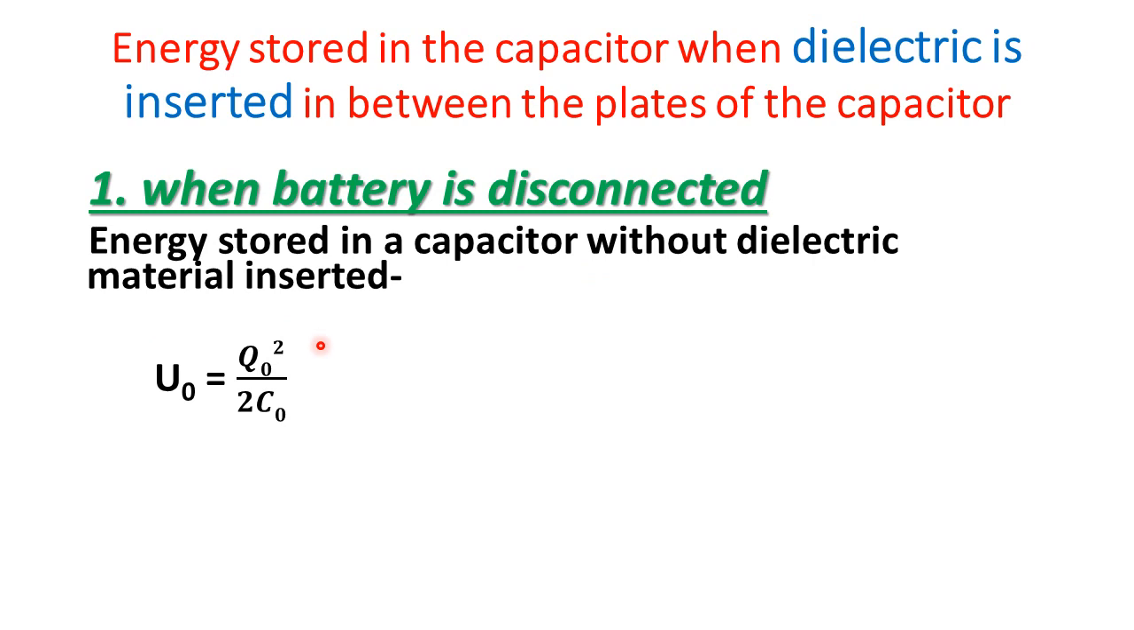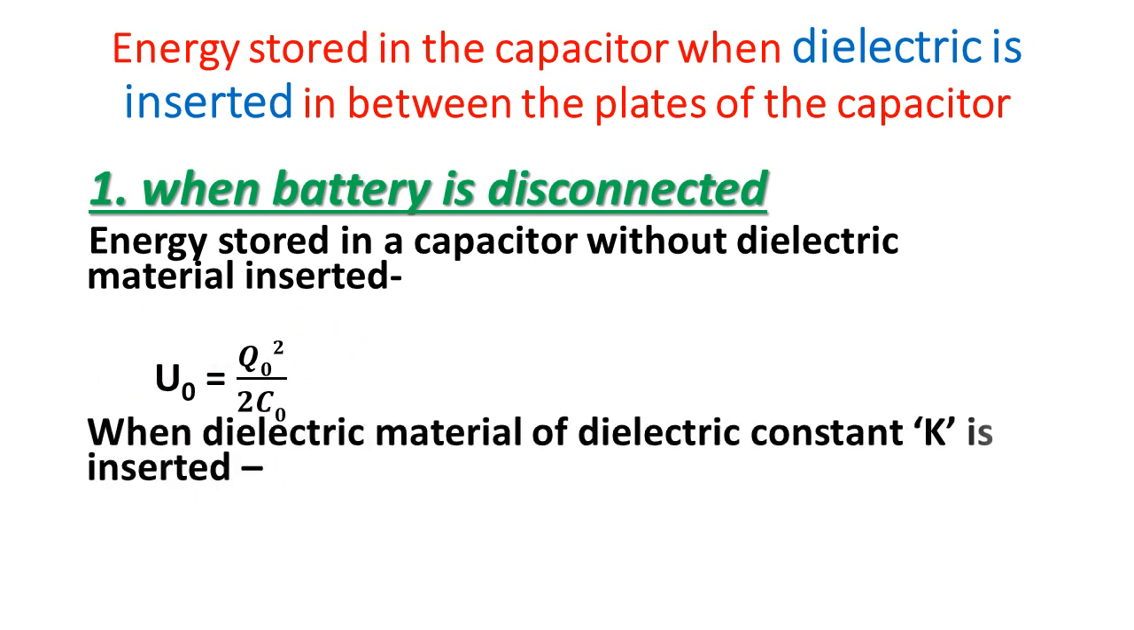This is the potential energy, or the energy stored across the plates of the capacitor, when there is no dielectric material in between the plates of the capacitor. And when dielectric material of dielectric constant K is inserted, that becomes U is equal to Q square by twice C. Now there will not be any change in Q as the battery is disconnected. Further supply of charge is not possible. So Q will be replaced by Q naught. Both will be the same, but C is not the same.